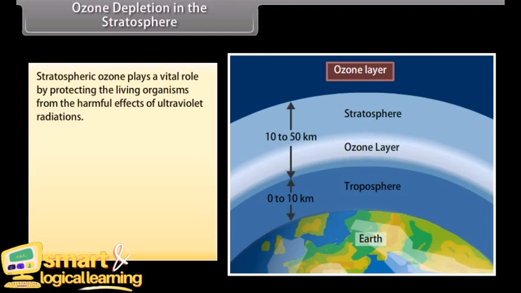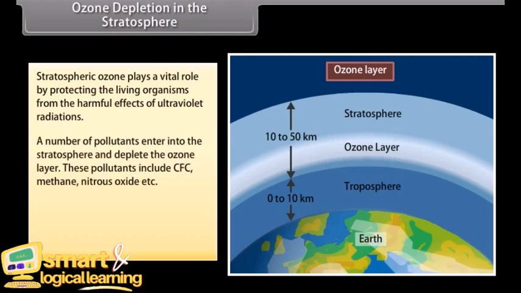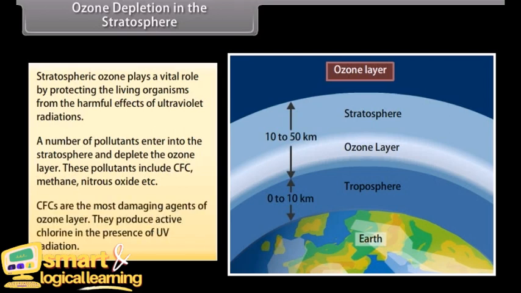Ozone depletion in the stratosphere. Stratospheric ozone plays a vital role by protecting living organisms from the harmful effects of ultraviolet radiations. A number of pollutants enter into the stratosphere and deplete the ozone layer. These pollutants include CFC, methane, nitrous oxide, etc. CFCs are the most damaging agents of the ozone layer. They produce active chlorine in the presence of UV radiation.